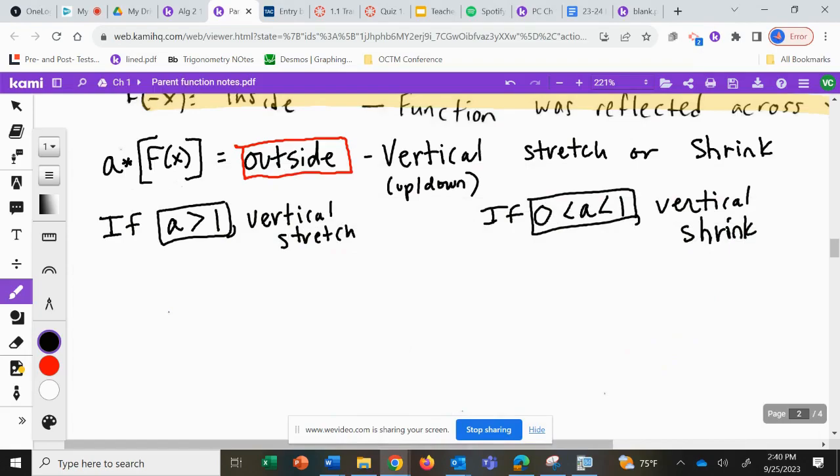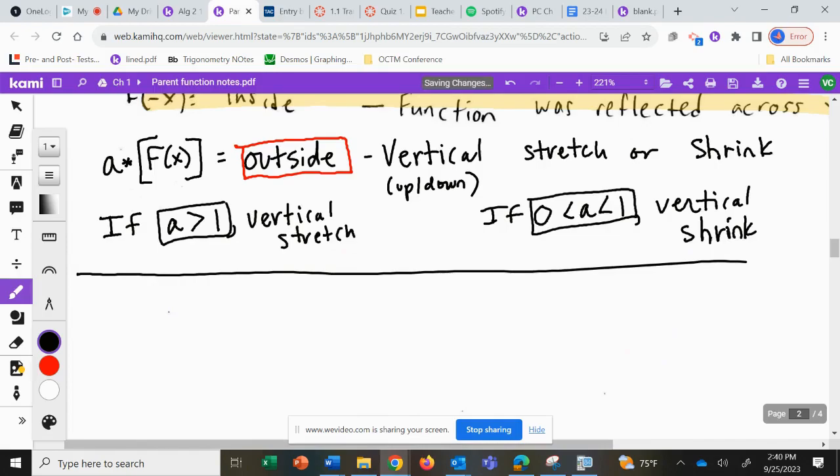So that's vertical. So now I'm going to put a value that we're going to multiply by, but it's going to be on the inside of the function this time. So now I've got b times x. That's on the inside of the function.